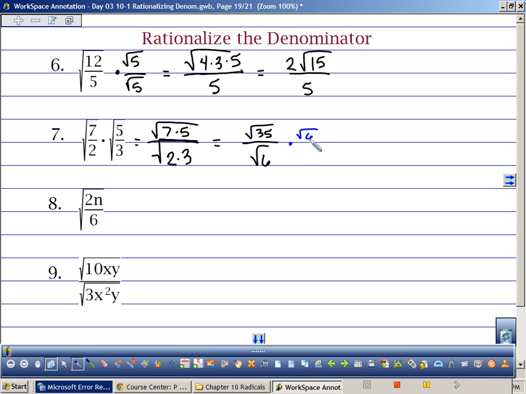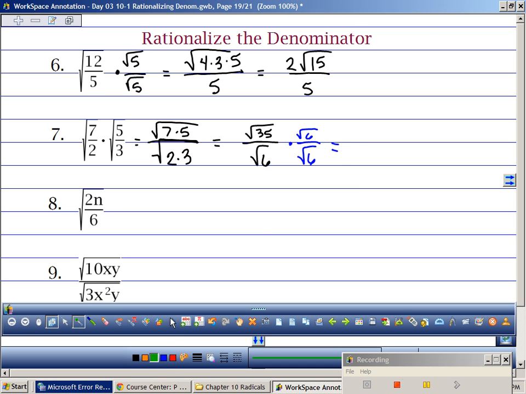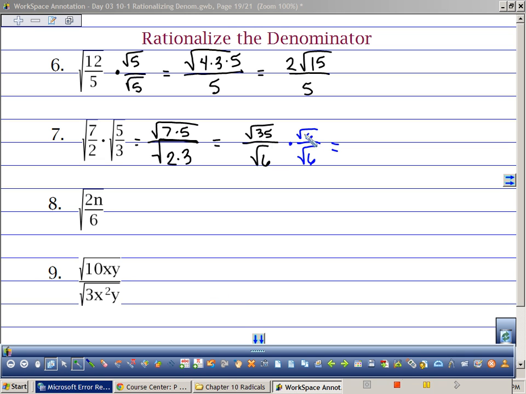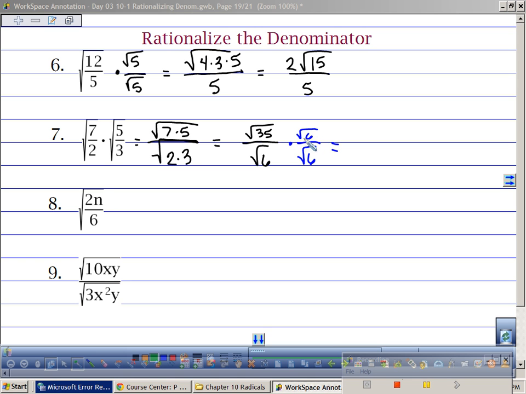Multiply by root 6 over root 6. Now what? Do I have any squares in here? A 2, a 3, a 7, a 5. I don't see any squares, so we're just going to have to multiply that straight across. What's 35 times 6? What's 5 times 6? What's 3 times 6? Good job. So 210 over 6.